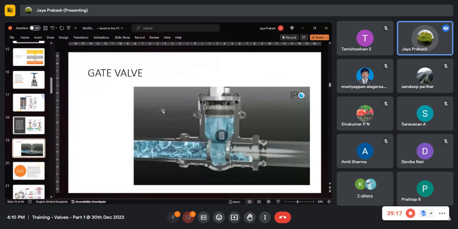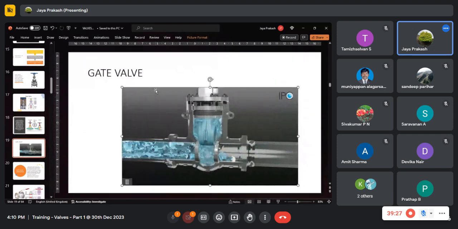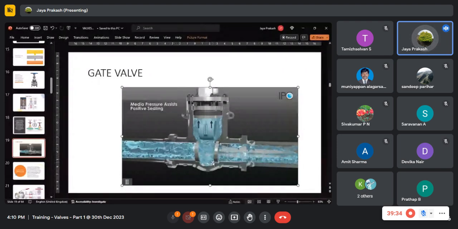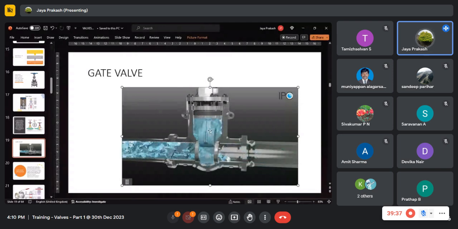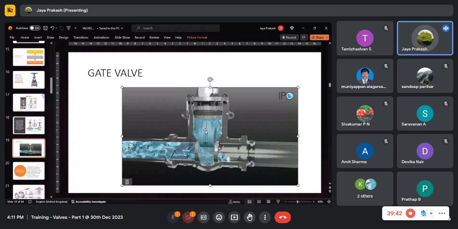Here he is saying that the media pressure is assisting positive sealing. That I can accept, because when it closes, you can see this media pressure is acting, so that this side of the seat is closed by this pressure. The wedge will come in close contact with the seat and have a tight contact because of this pressure, so that there won't be any leak.